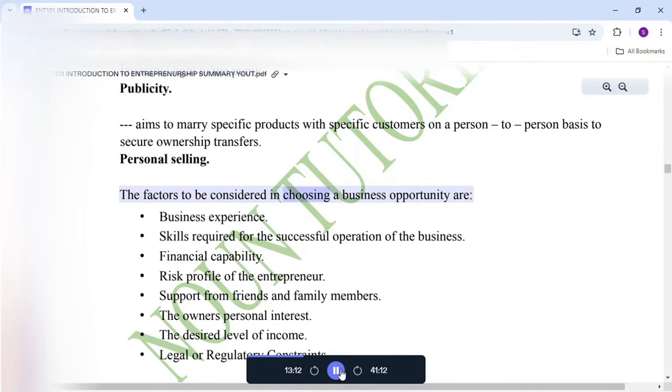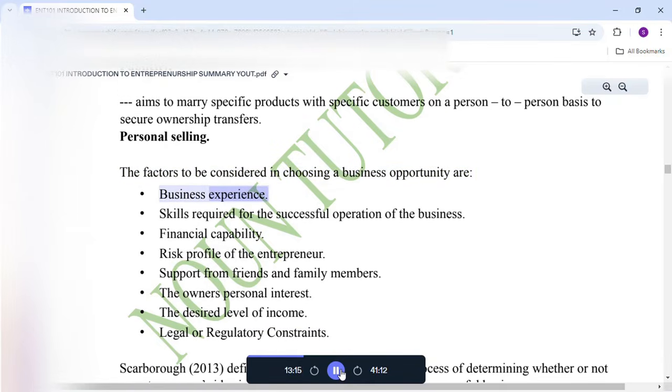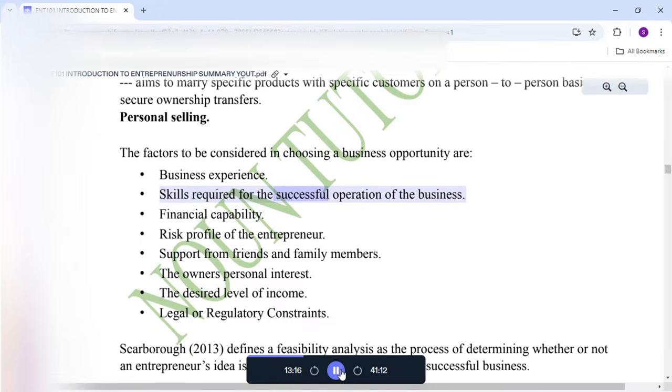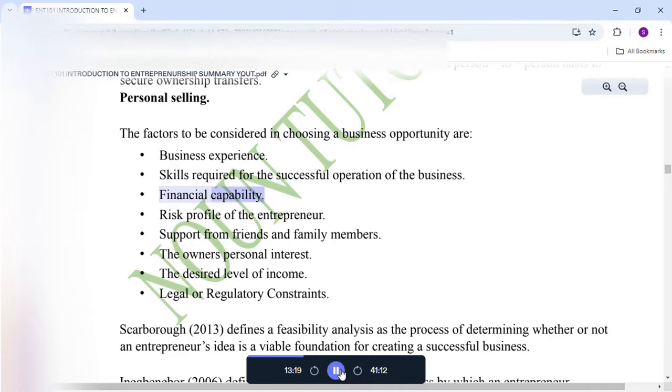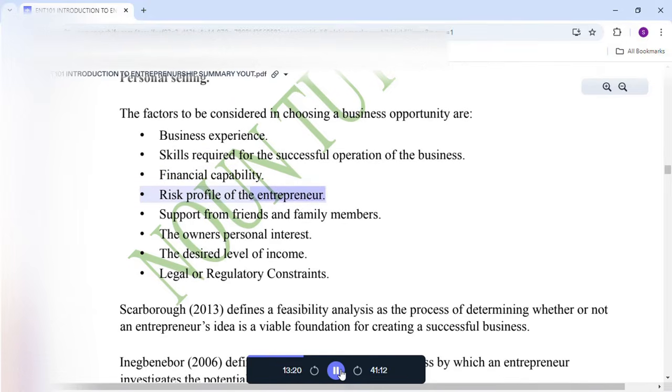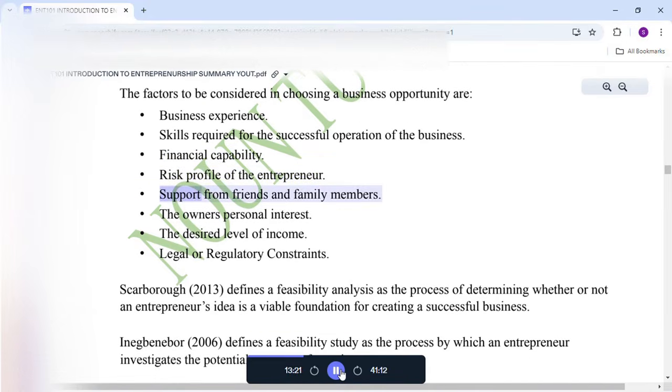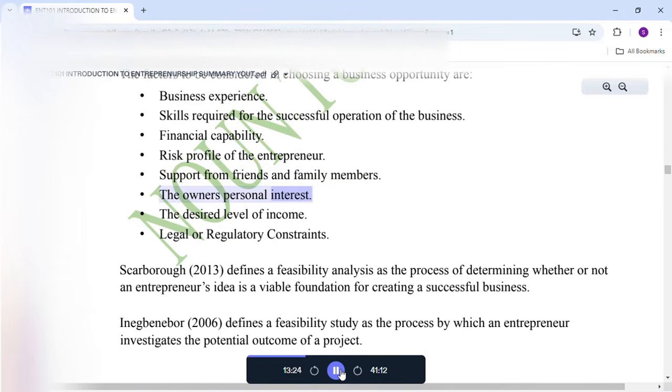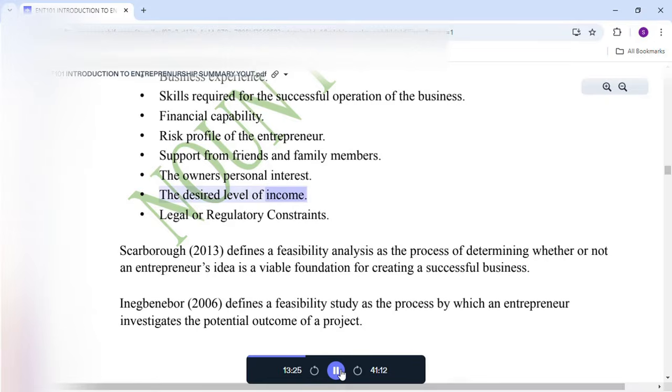The factors to be considered in choosing a business opportunity are: business experience, skills required for the successful operation of the business, financial capability, risk profile of the entrepreneur, support from friends and family members, the owner's personal interest, and the desired level of income.